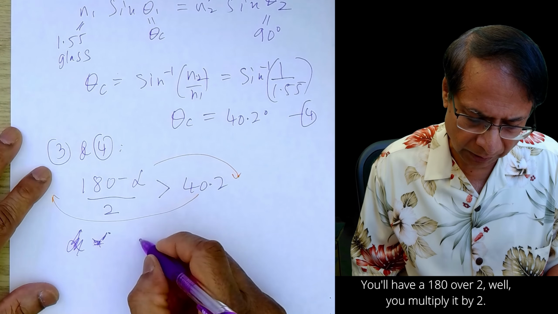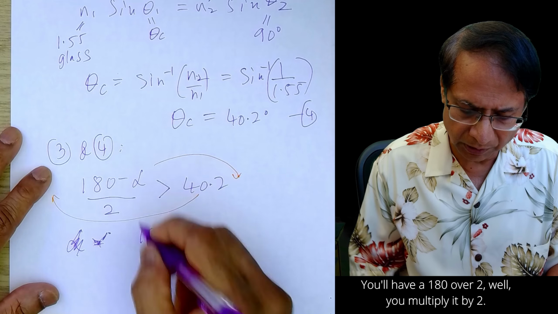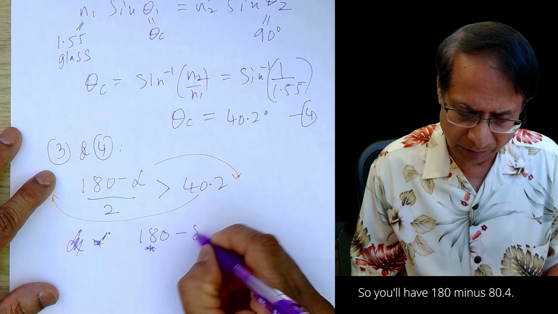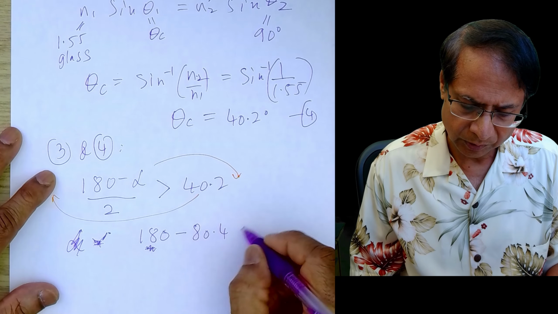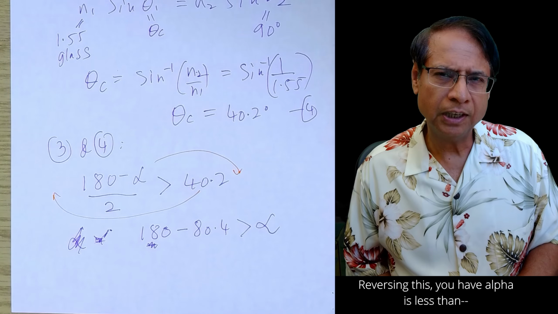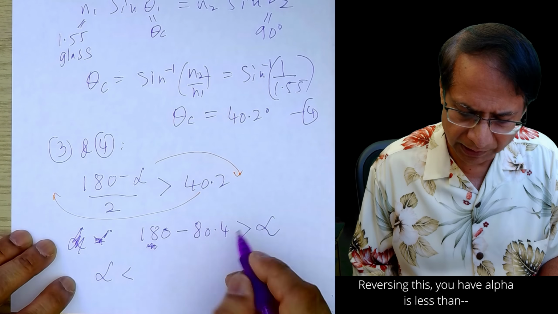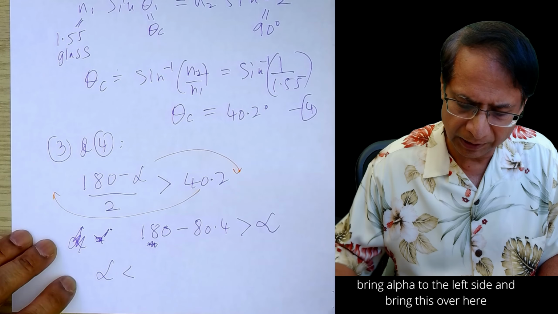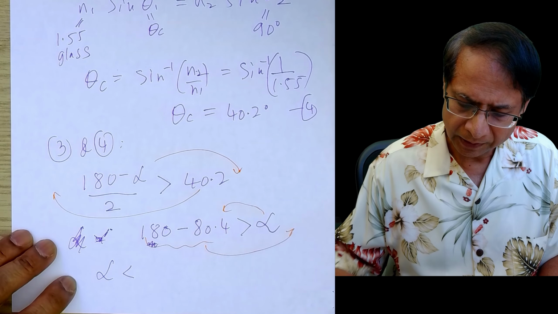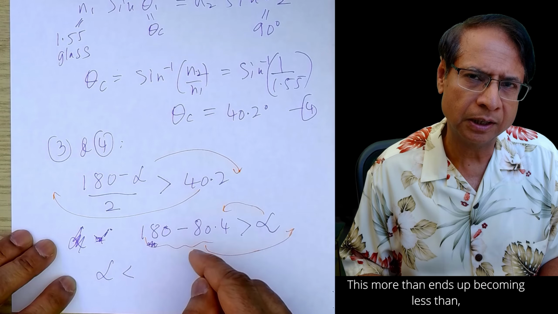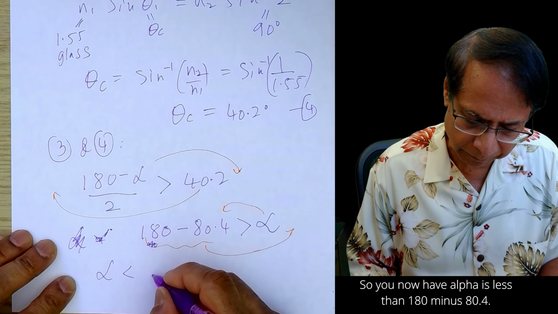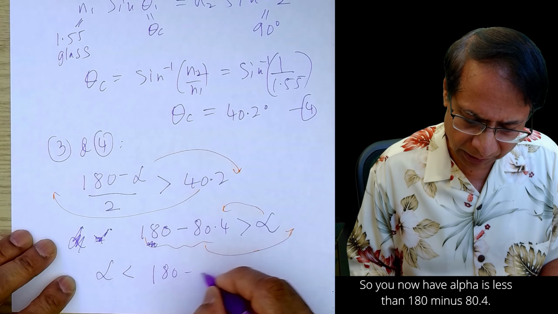You'll have 180 over 2, well, you multiplied by 2, so you'll have 180 minus 80.4, and this is more than alpha. Reversing this, alpha is less than, bring alpha to the left side and bring this whole thing to the other side. This more than ends up becoming less than because you flip the whole equation. So you now have alpha is less than 180 minus 80.4.